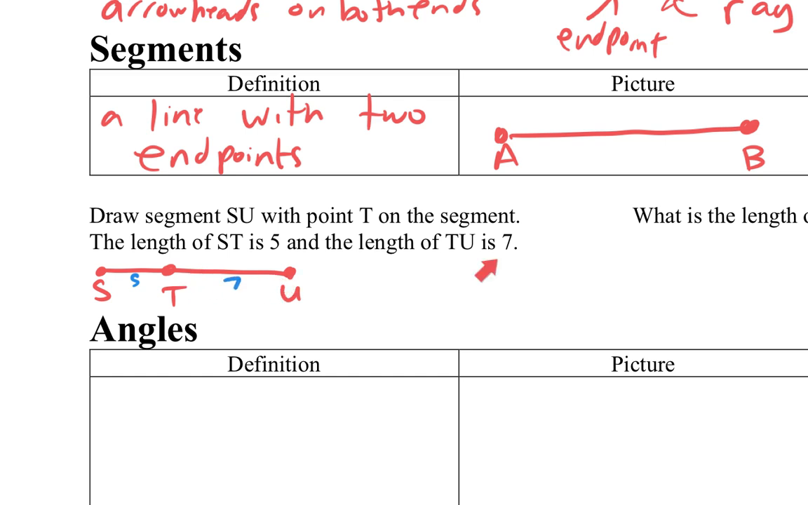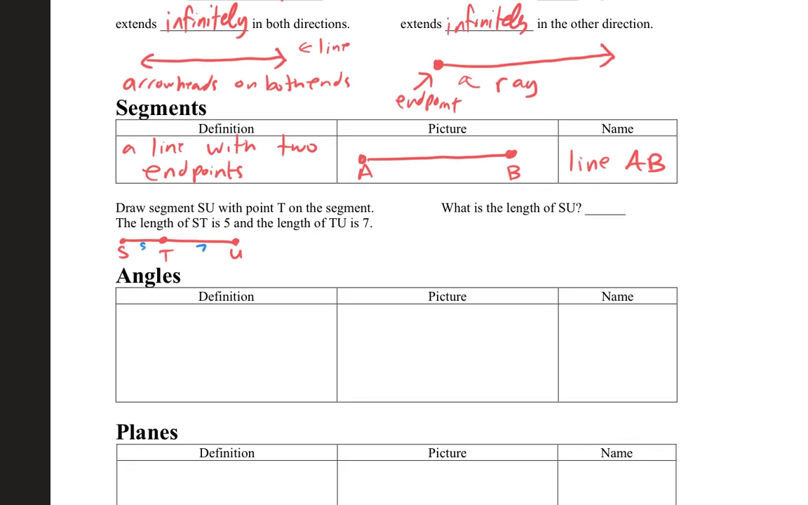Okay, so it says, what is the length of SU? From S to U. Well, S to U would be ST plus TU, right? So SU would be ST plus TU. So that's going to be equal to 5 plus 7. So that means SU is going to be equal to 12. So the length would be 12 because we just add those together. That's what we call segment addition. We'll talk about that next time.